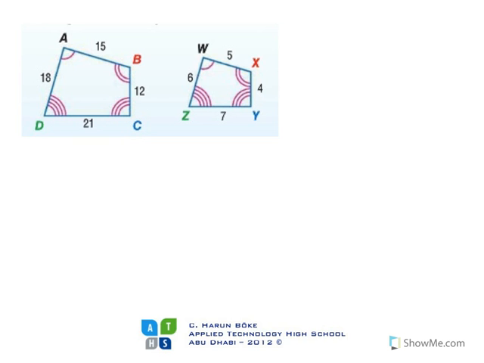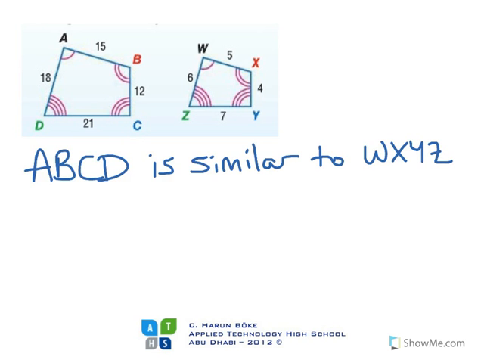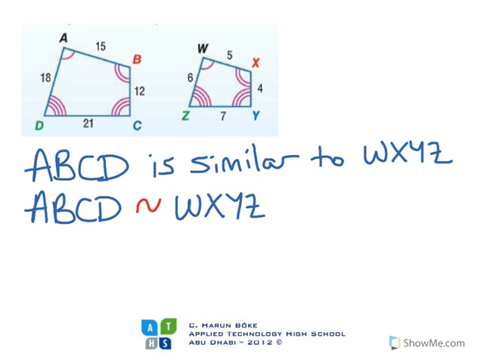Let's look at this example. Now, in this example, there are two polygons, two quadrilaterals, which are similar. So the similarity statement is given like that. ABCD is similar to WXYZ. Or we can write like this. Instead of writing in English "is similar to," we can use the symbol.